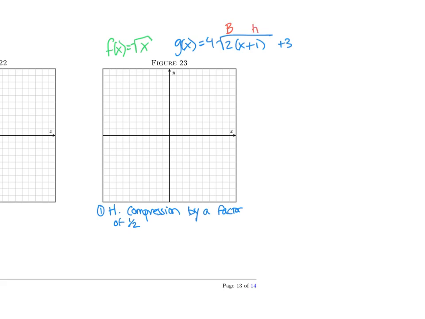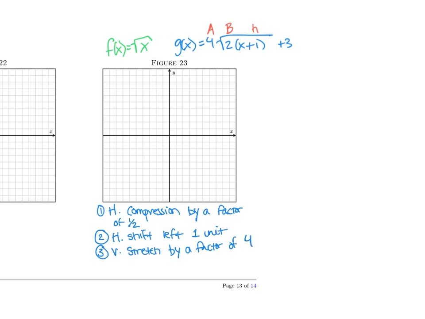Next I'm going to deal with that h value, or that plus 1. So my second step is going to be another horizontal, or h, shift. And since it says plus 1, we're going to move to the left 1 unit. So that's everything that we're dealing with horizontally. And then let's get to everything vertically, or with our y values. So next I'm going to go to my a, or my vertical, in this case stretch. And again, by a factor of. In this case, it's just going to be 4.